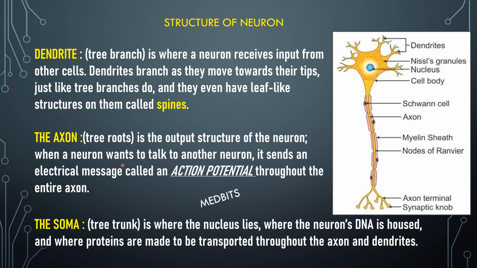When a neuron wants to talk to another neuron, it sends an electrical message called an action potential throughout the entire axon. Next one is the soma, where the nucleus lies, where the neuron's DNA is housed, and where proteins are made to be transported throughout the axon and dendrites.